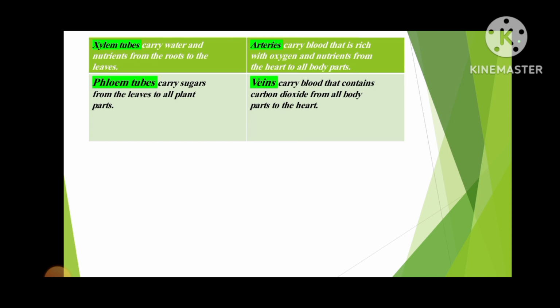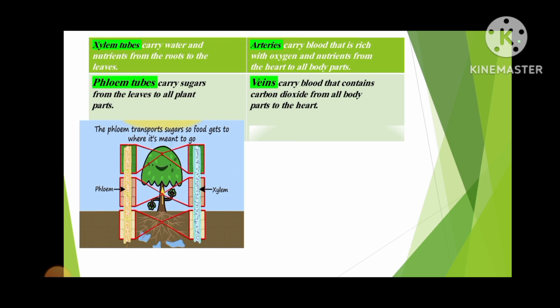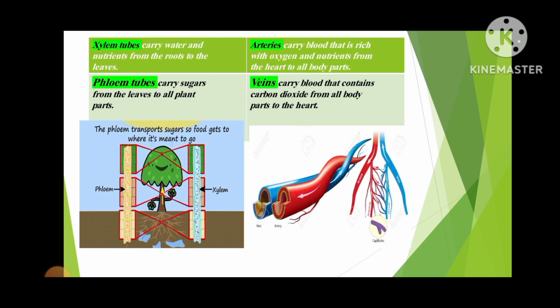Xylem carries water and nutrients from the root to the leaves. Phloem carries sugar from the leaves to the plant. Arteries carry blood rich in oxygen and nutrients from the heart to the body. Veins contain blood that has carbon dioxide, from the body to the heart.